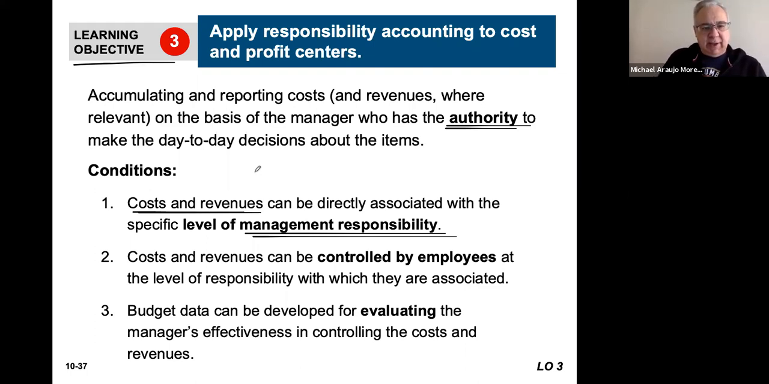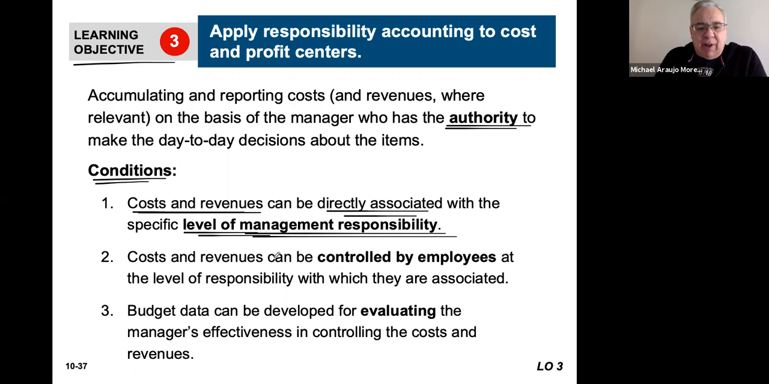So a few things here. We use these particular reports and we understand that there are certain conditions about them. One is that we can directly associate costs and revenues with very specific levels of management responsibility. So the sales manager clearly is responsible for the sales budget, right? Because that's their whole purpose, is to meet those sales goals that we have.